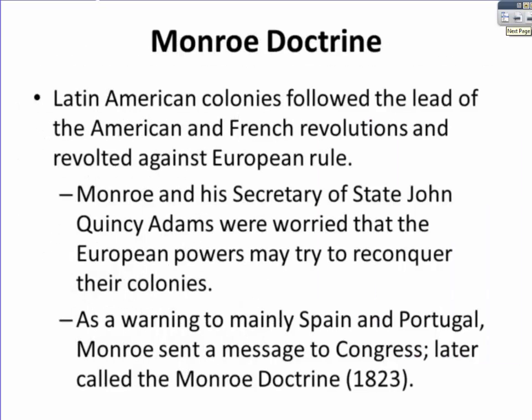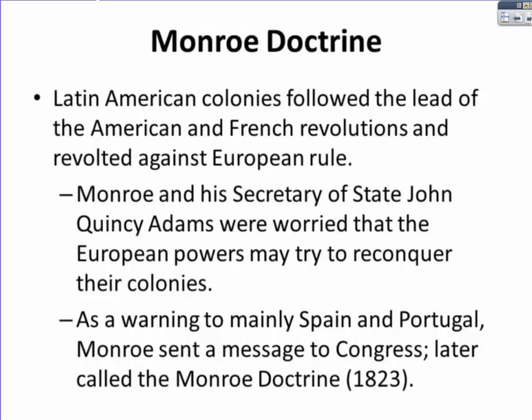What James Monroe is most known for is the issuing of the Monroe Doctrine. One of the goals stated at the beginning of this presentation was to support Latin American independence movements against their European mother countries. Monroe and his Secretary of State, John Quincy Adams, were worried that European powers may try to come back and reconquer their colonies. And as a warning to particularly Spain and Portugal, Monroe sent a message to Congress that was later known as the Monroe Doctrine.